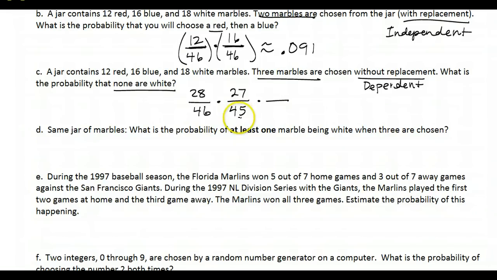This is what it means by dependent. This number is now different, and especially the bottom number is different because the first one happened. That's what dependent means if I'm applying it to a situation here. On my third marble draw, now there's only 26 left, and there's only 44 total marbles. And I end up with 0.216 for my answer for that.